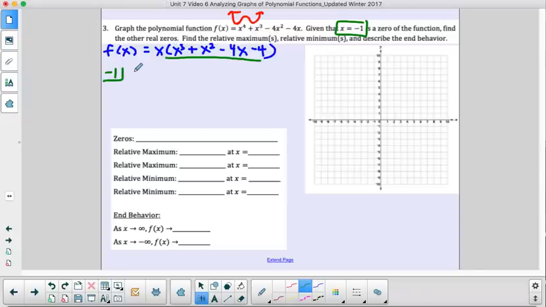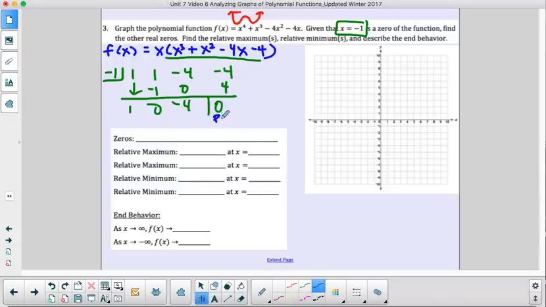Then my coefficients are 1, 1, negative 4, negative 4. Bring this down, multiply, 0, 0, 4. So remainder, constant, x squared. So I would have x squared minus 4 equals 0. So x plus 2, x minus 2.